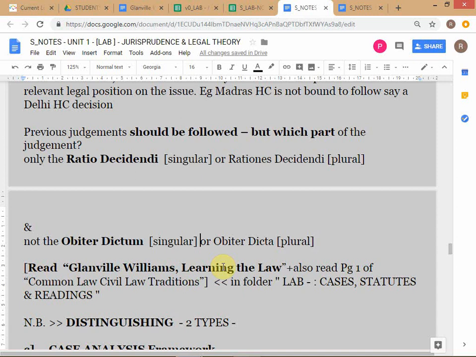Another type of argument you have in cases is that the two lawyers, and sometimes the court also, are not clear about whether something constitutes the ratio of the case or just constitutes obiter in that case. So what is the ratio of this case? You'll see in the Supreme Court also there'll be up and down arguments about what exactly is the ratio of this case.